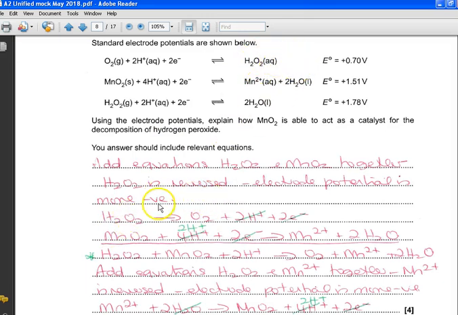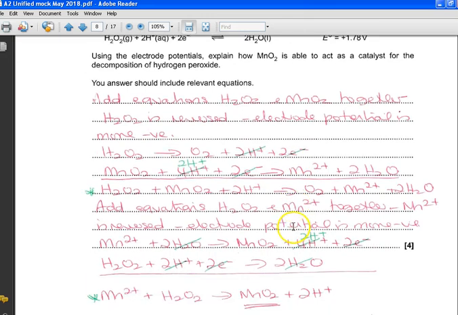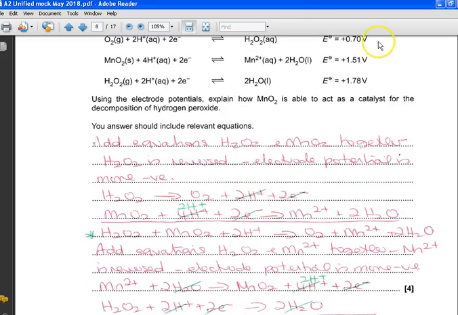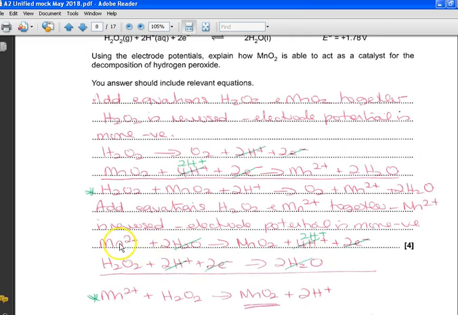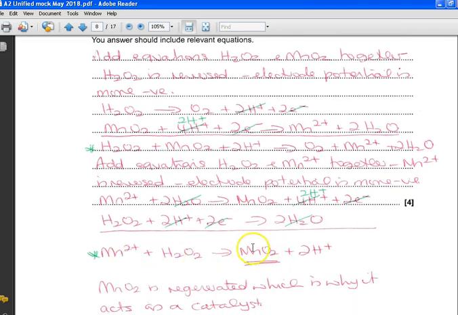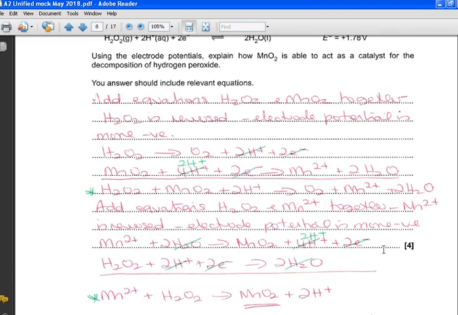Yeah, so we've changed it over. And we've got to do the same, obviously, down here. You take the more negative one, which is this one, and swap it around. So we've got Mn2+ plus 2H2O, etc. Again, we cancel it out, and we end up with our MnO2 being regenerated, which is what we were hoping for. Don't forget about reversing the equation.